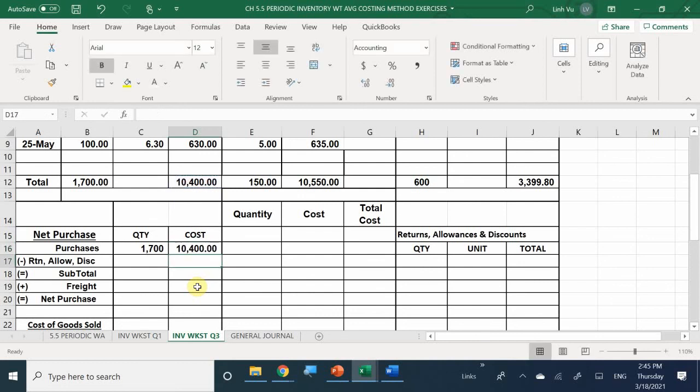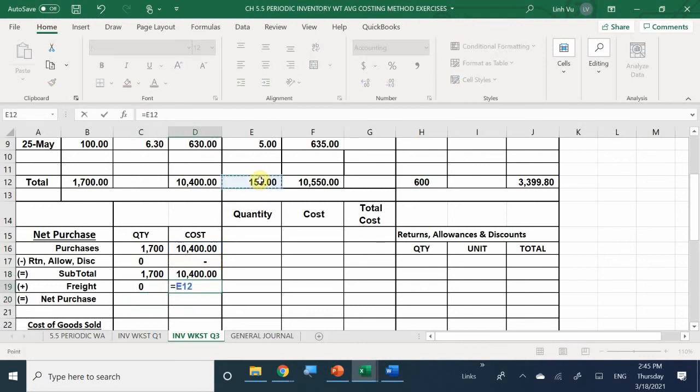10,550. Oh, that's the total cost, including freight. Okay, 10,400 is total purchases only. Again, we don't have any returns, so we're going to subtract 0, which should give us exactly the same number. We have freight. What was the freight? 150. Okay, we're going to add our freight.